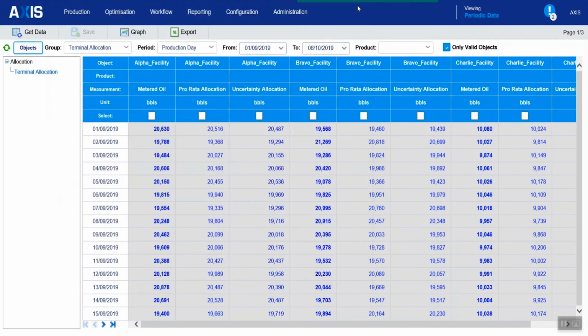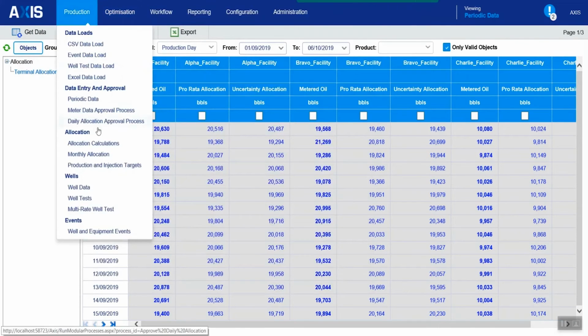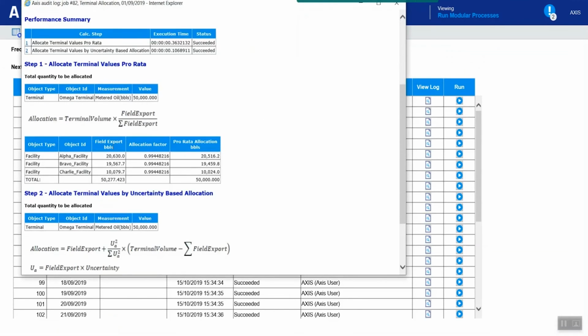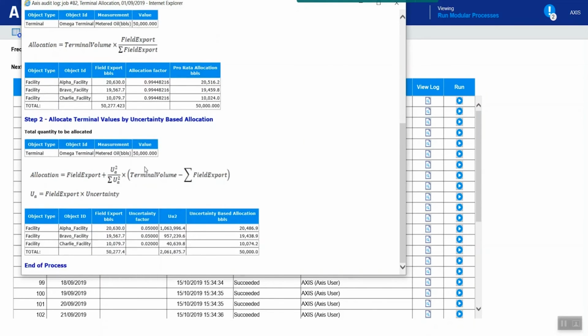So how does the uncertainty calculation work? Let's have a look at this AXIS audit log, which shows the detail of the calculations. Step 1 is the simple pro rata. The allocation factor is the ratio of the terminal volume to the sum of all the field's metered volumes. Step 2 is the uncertainty-based allocation.